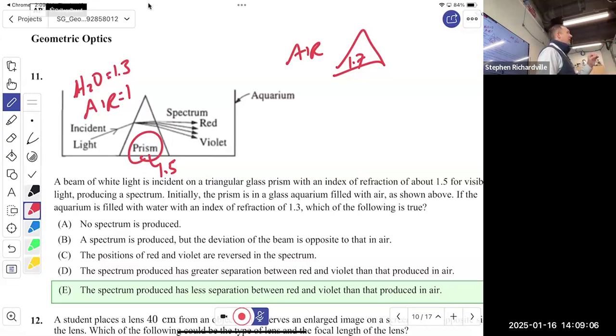If you believe, and this is where I need your input, guys. I know I'm just the one talking here. I'm not moving around because I'm stuck to the computer. But if you're like, hey, look, I really thought it was C, let's talk about that. D.